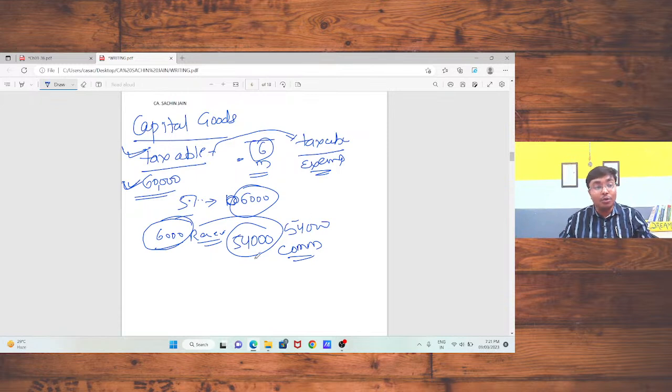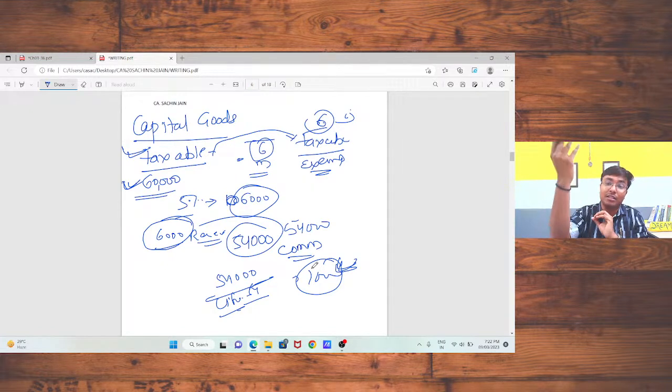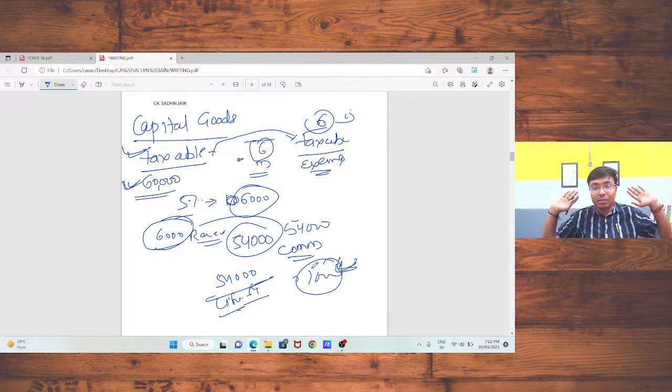So I just need to do 54,000 rupees divided by the life. Assume the life is 60 months, and 6 months have already passed, so the life remaining is 54 months. So 54,000 divided by 54, so 1,000 rupees I need to reverse every month. That is the concept of capital goods which we had discussed earlier, and now I have repeated the concept. Sir Rupesh ji, is that okay?